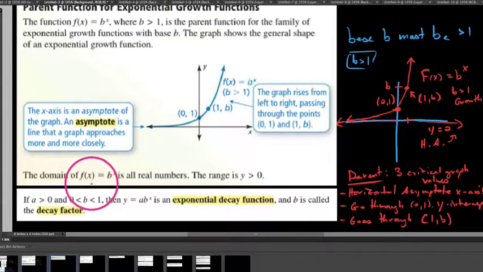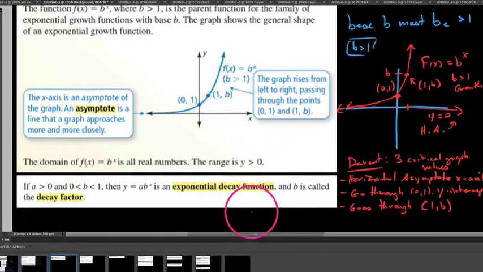So the domain of f of x equals b to the x is all real numbers, and our range is just all positive values. If a is greater than 0 and b is between 0 and 1, then we're going to look at exponential decay functions next. So I suppose that's not of any importance right now.